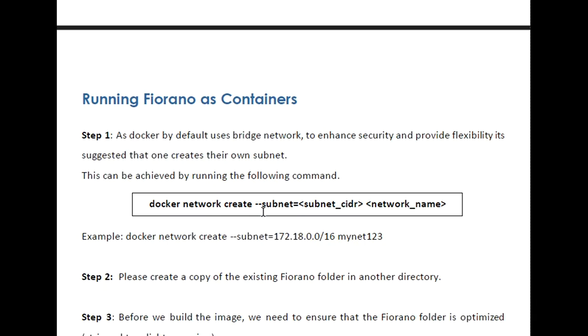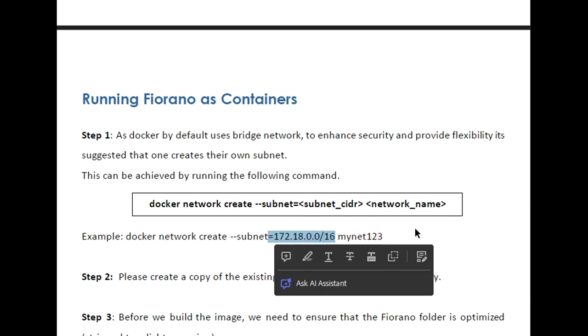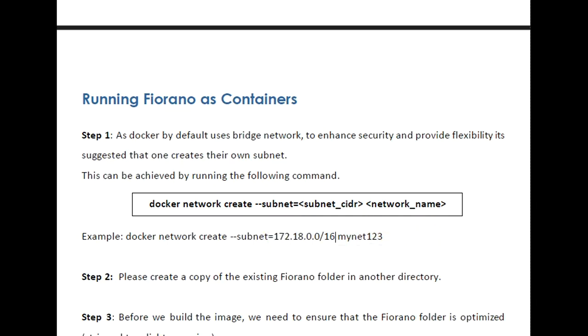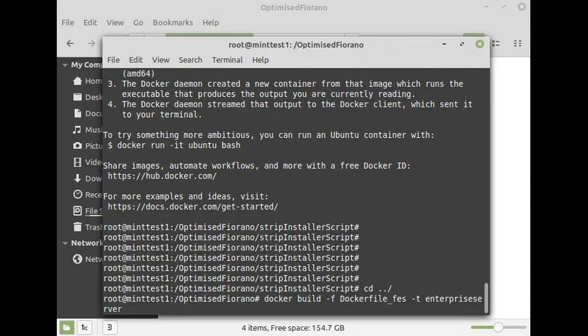Use this command: docker network create --subnet, and give the CIDR, that is your range, domain ranges, and then the network name. So it's going to be quite similar to this: docker network create, and mynet123. This is my network name that I've given, and these are the ranges. Okay, so now let's just go back.